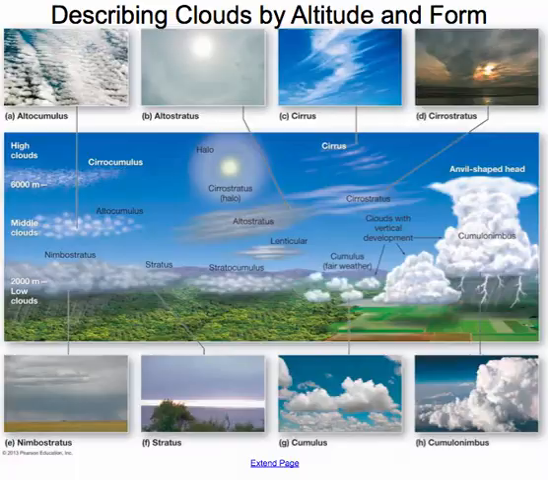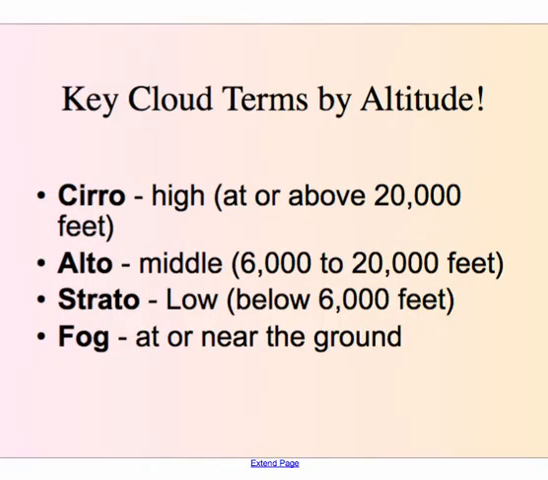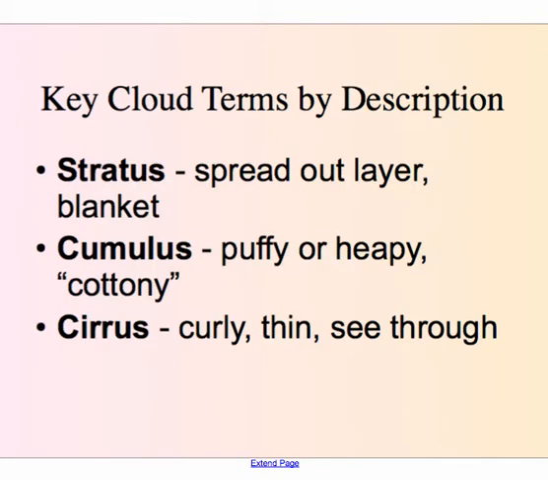So here we go. The first thing you need to know is that we name clouds based on altitude, and there are really 3 different levels of altitude that we talk about. Cirro is your highest clouds, at or above 20,000 feet. Alto, which in Latin actually means high, but in music and meteorology we use it for middle. And then strato is low, and then fog, obviously, that's the lowest you can get, at or near the ground. Fog, believe it or not, is actually a cloud type.